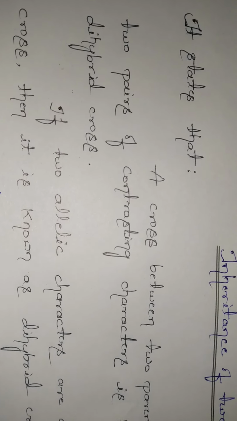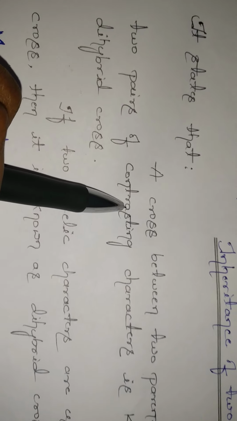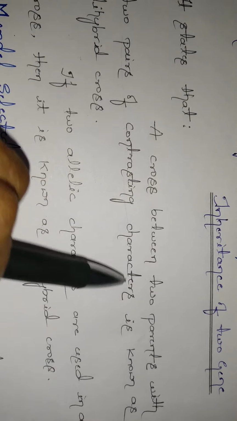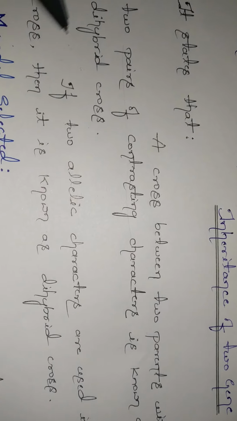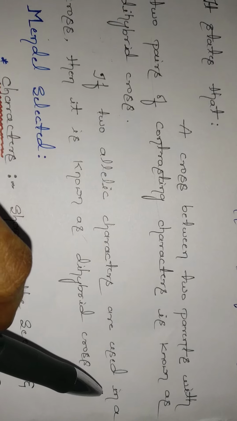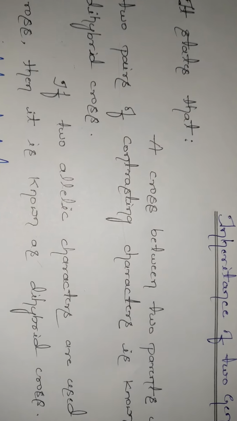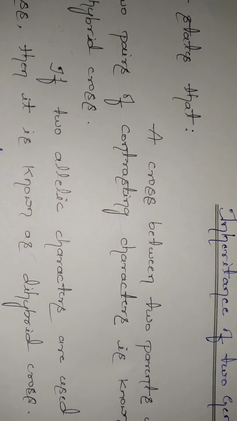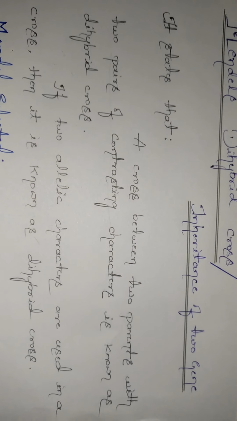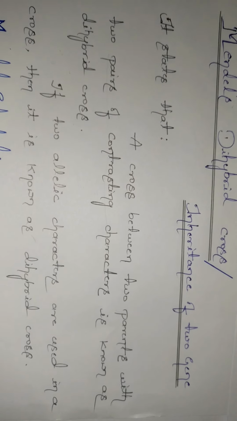In the monohybrid cross we were seeing only one pair of contrasting characters, that means tall and dwarf, right? But in the case of dihybrid cross, he is going to take two pairs of contrasting characters. It can also be defined as: if two allelic characters are used in a cross, then it is known as dihybrid cross. In the monohybrid cross, we were crossing only capital T and small t, a single character. But to prove this, Mendel took two parental generations and two contrasting characters.